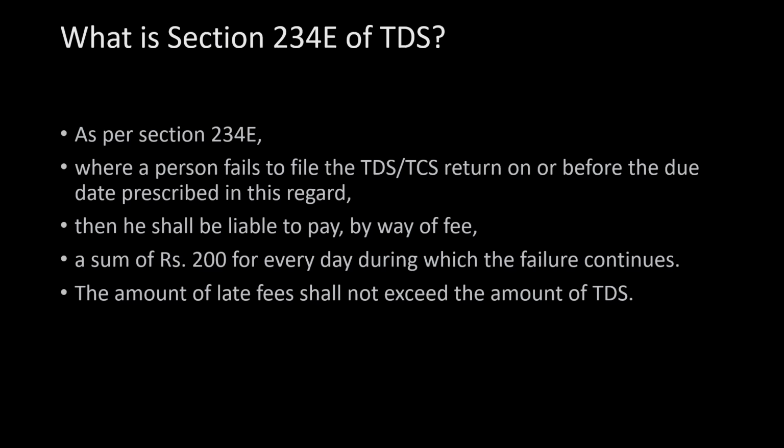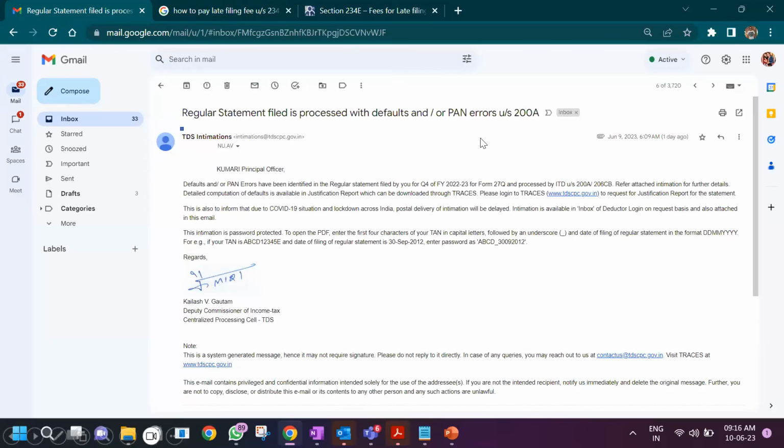And how would you pay that? And this amount should not exceed, the fees will not exceed the amount of TDS. This is section 234E. So you received this email where it says that you filed your return, but the defaults or PAN errors have been identified, and on the form 27Q.